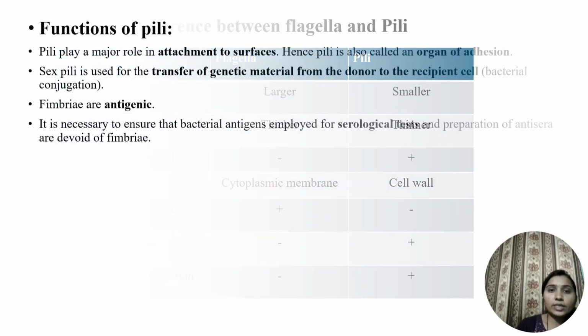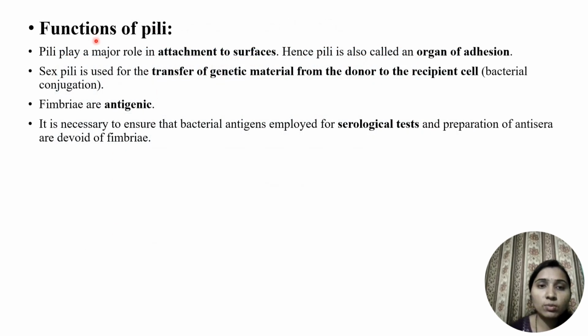So next, we will see the function of the pili. So mostly these pili play a major role in the attachment to surfaces. Therefore, it is called the organ of adhesion. And these are mostly helpful for the transfer of genetic material like DNA from donor cell to the recipient cell. And these pili or fimbriae are antigenic. That's why we use them for the serological test and the preparation of antisera that are devoid of the fimbriae.